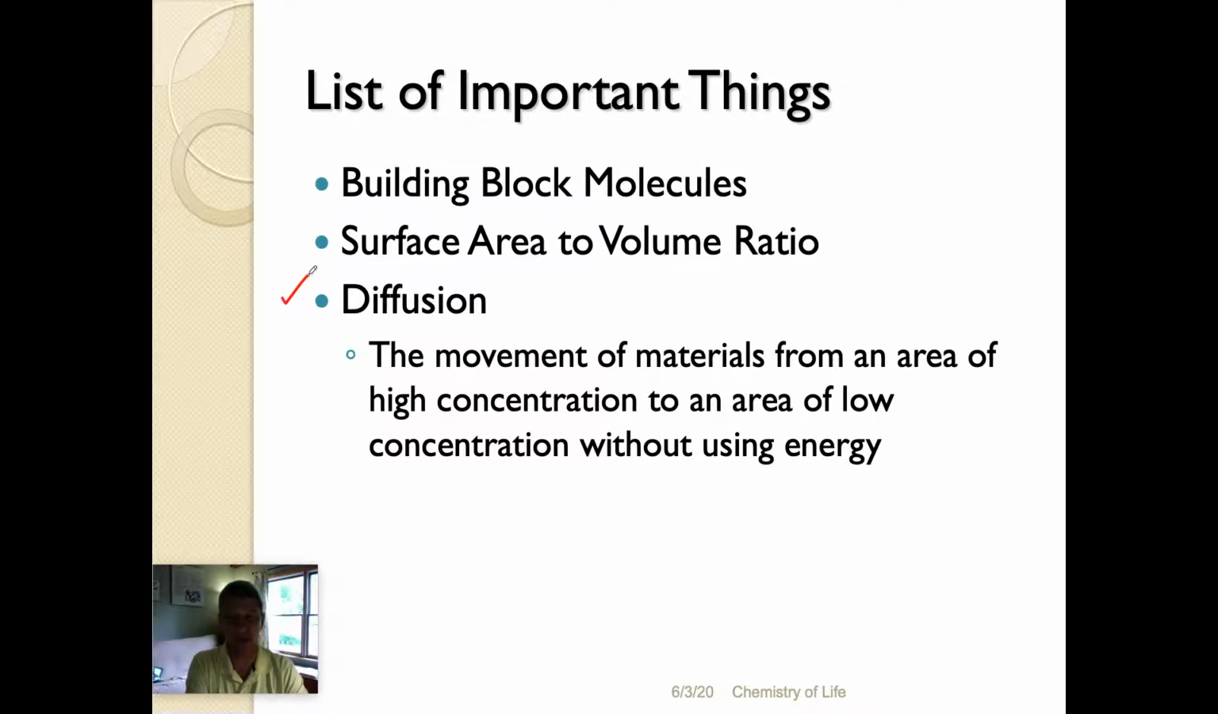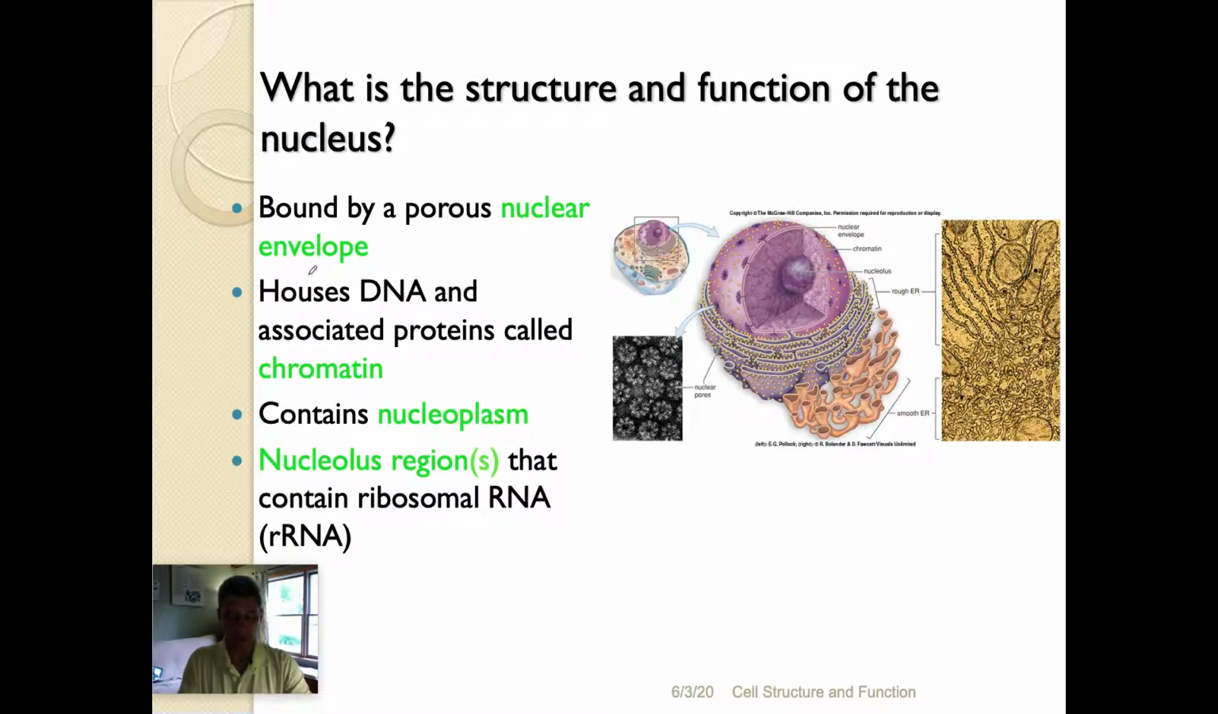Active transport is obviously not, because we're going against the concentration gradient there. Okay, now at this point, let's talk a little bit about the insides of the cells. Now, the nucleus is, and you can see, here's the whole eukaryotic cell. This big purple thing represented here is the nucleus.